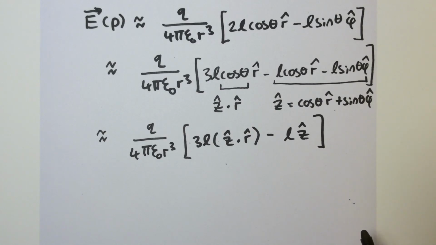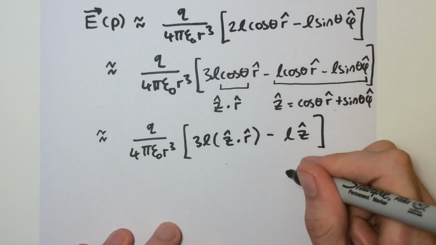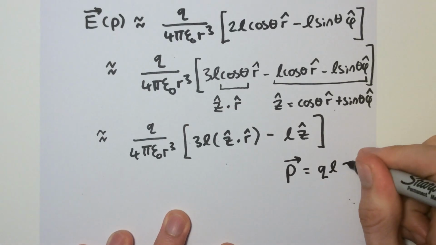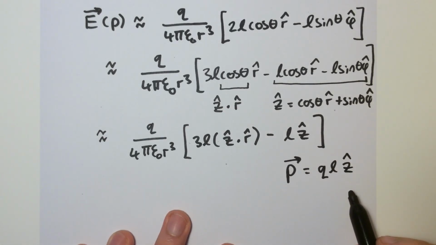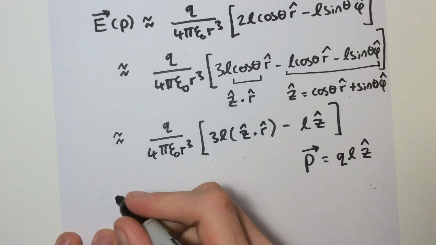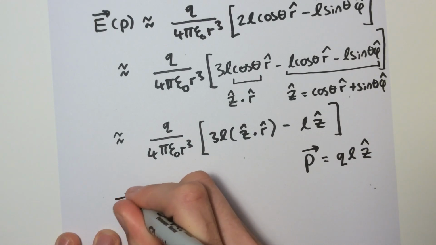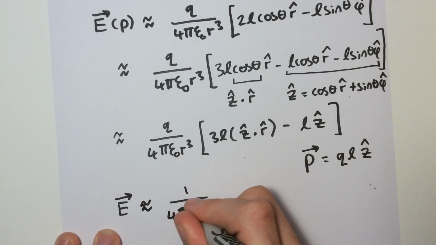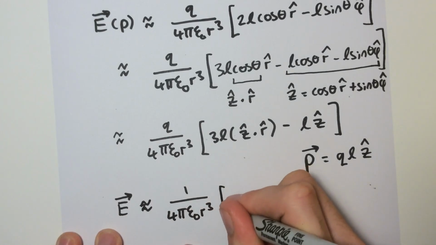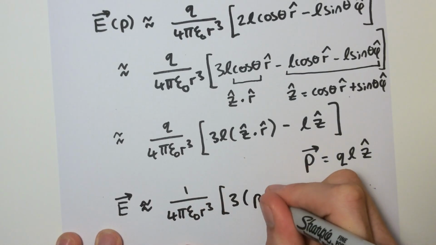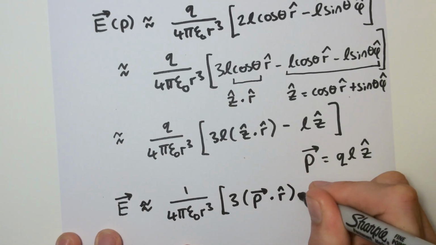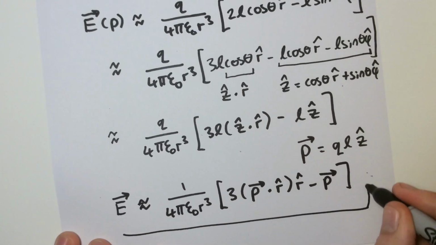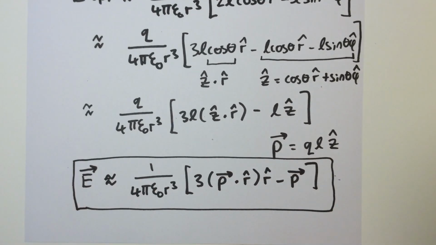Now finally, using the definition for an electrical dipole moment, the electrical dipole moment p is going to equal the charge times the distance between the charges, which is QL z hat. Okay, so we therefore get that our electric field from the dipole at any point is approximately equal to 1 over 4 pi epsilon naught R cubed times 3 p dotted with r unit vector times r unit vector minus p. And that's our electric field from our dipole.